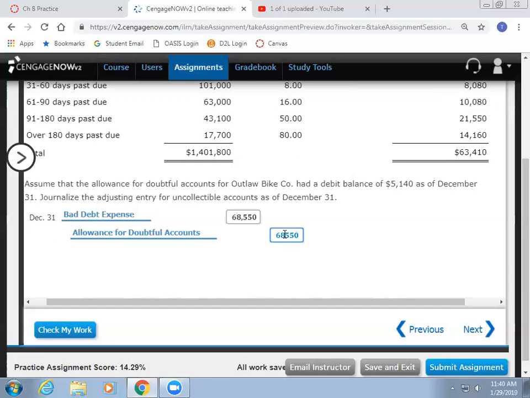The end goal, if they tell you, instead of using that aging of receivables, they can use what's called a percent of credit sales method to calculate this, okay? So if you use percent of credit sales, it's actually the easiest one. Let me just give you an example. I'm just going to make one up.